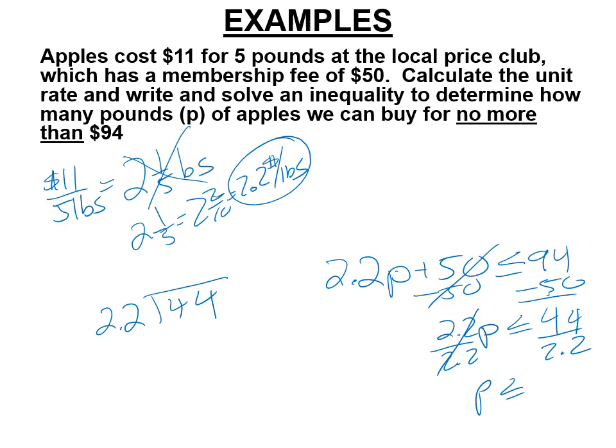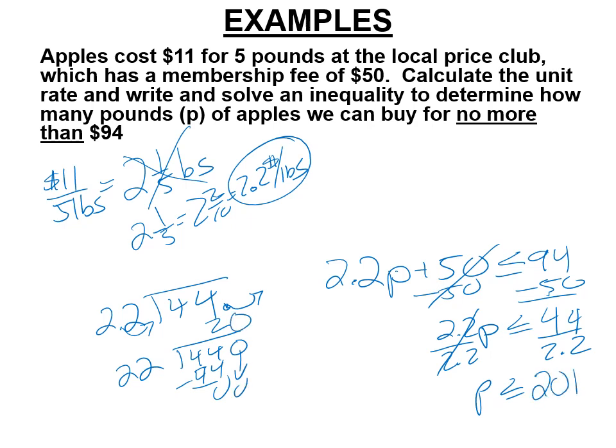All right, so we can't use 2.2. So we're moving that to 22. That means you have to move that one and make it 440. So 22 goes into 44 nicely twice. But you have to go 22 into 0. So the answer is not 2, it's 20, and P is pounds. So if they spent no more than $94, they bought no more than 20 pounds of apples.